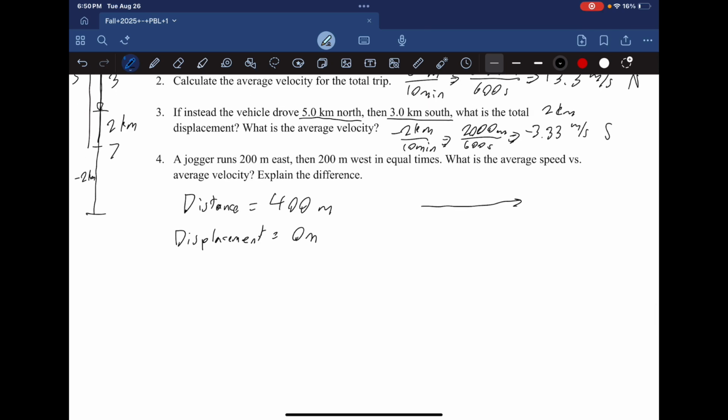The reason for this is, 200 meters east and then 200 meters west, you end up at this exact same starting point. So you haven't actually moved at all.